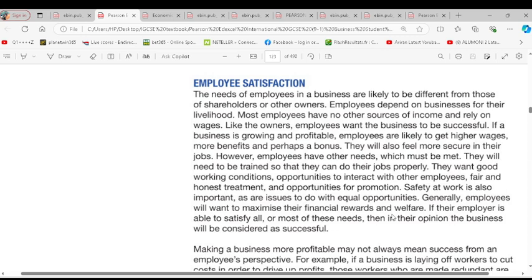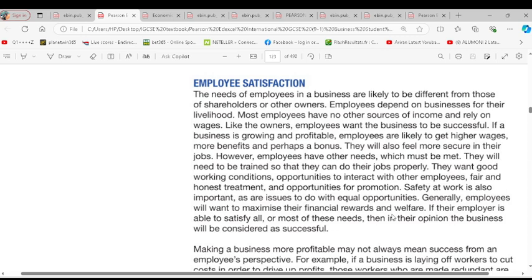Another measure of success is how happy employees are, so the rate of labor turnover within your organization. So I'm going to read. The needs of employees in a business are likely to be different from those of shareholders or the other owners. Employees depend on businesses for their livelihood. Most employees have no other source of income and rely on wages. Like the owners, employees want the business to be successful. If a business is growing and profitable, employees are likely to get higher wages, more benefits, and perhaps a bonus. They will also feel more secure in their jobs.